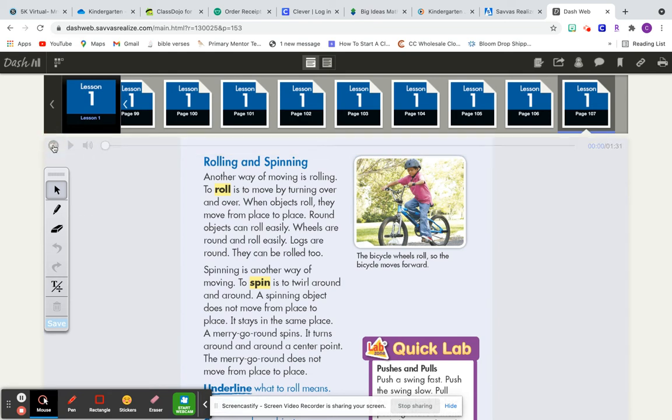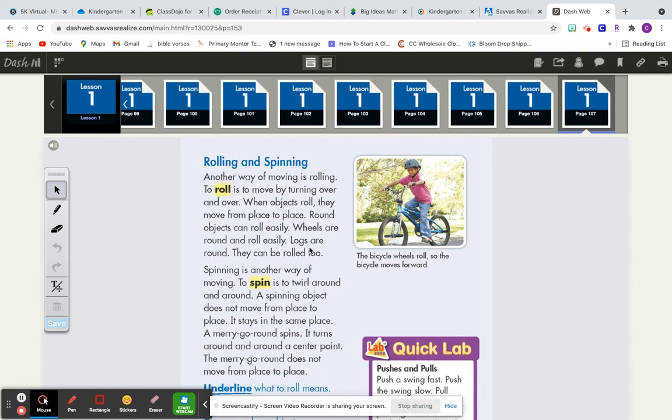Rolling and spinning are two other ways to move. To roll is to move by turning over and over. So we all know, if you've ever rolled down a hill before, your body turns over and over going down the hill. When objects roll, they move from place to place. Round objects can roll easily. Things roll and slide more easily on a smoother surface.